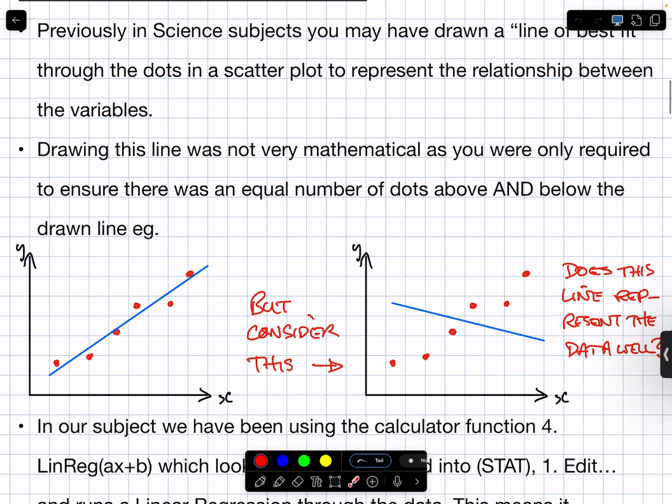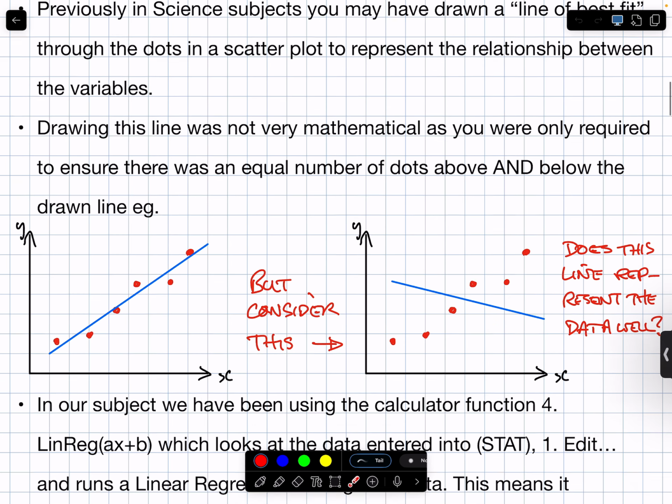Yeah. That's not very mathematical though, because if I troll the rule and go, well, 3 above and 3 below, this line follows the rule. Does that blue line follow the trend though? No, it doesn't go anywhere near it, okay? We need a more mathematical way.